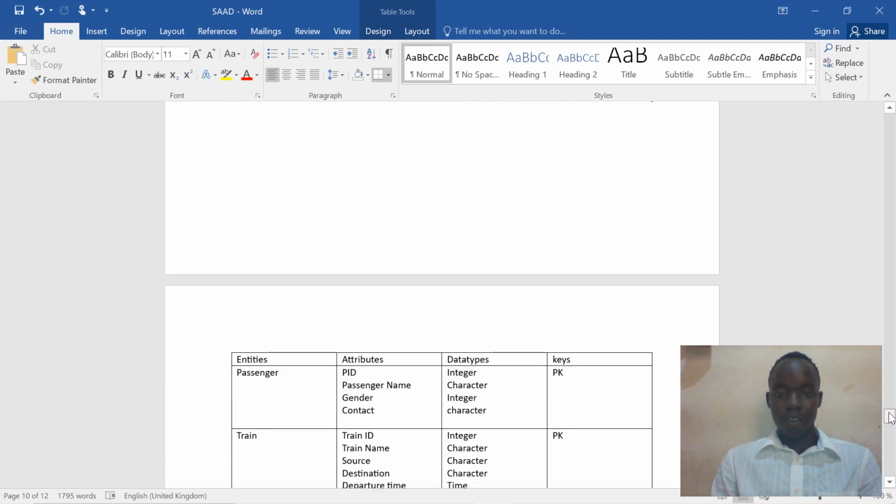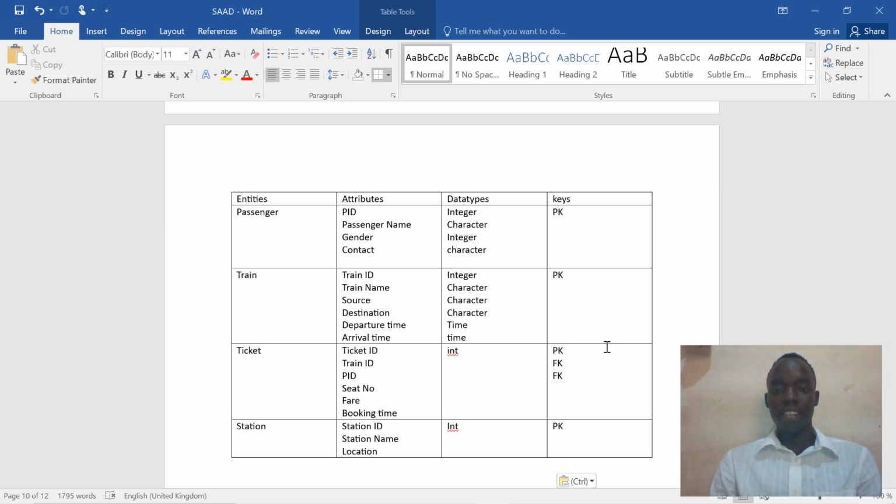And these are my entity relations: the entities, attributes, data types, and the keys. My first entity is passenger. Under passenger, I have the attributes passenger ID, which is a primary key, passenger name, gender, and contact, and these are the data types. Train has the train ID, which is my primary key, train name, source, destination, departure, and arrival time. Ticketing has the ticket ID, train ID, and passenger ID. The passenger ID and the train ID are the foreign keys, and the ticket ID is the primary key.